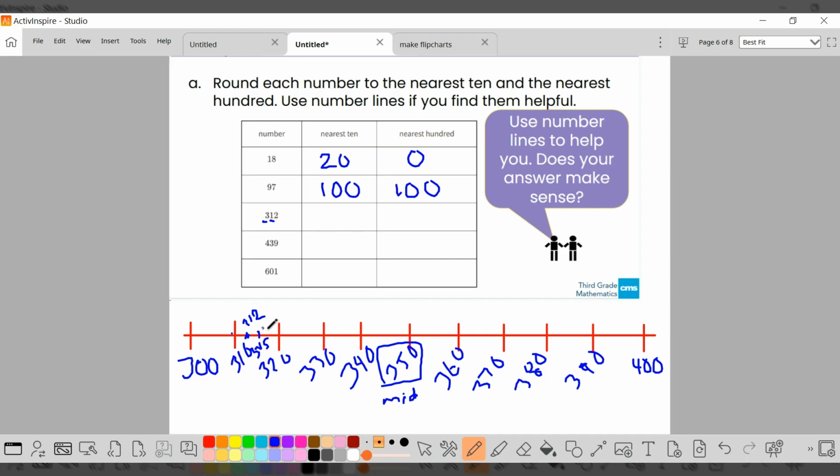So when I look at my number line, if I'm looking at the nearest 10, it's closer to 310. It's only 2 steps away. So I'm going to put 310 as my nearest 10. And then the 100, is it closer to 300 or is it closer to 400? What do you think?